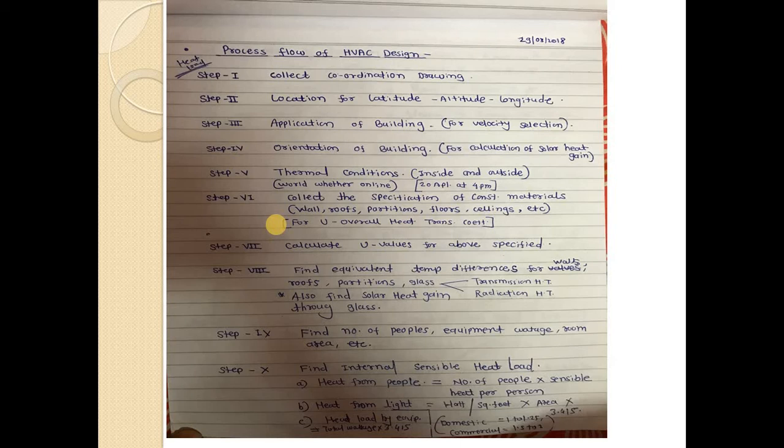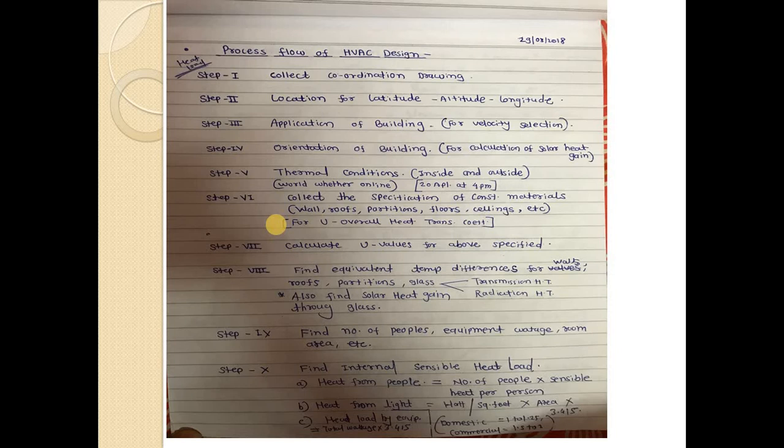The standardized values are already given in the catalog of the ISHRAE and ASHRAE as well as the Carrier handbook. So you can refer to these according to the material. And the next important seventh step is the calculation of the U values. After specifying the material, we have to calculate the U values from the standard handbooks.